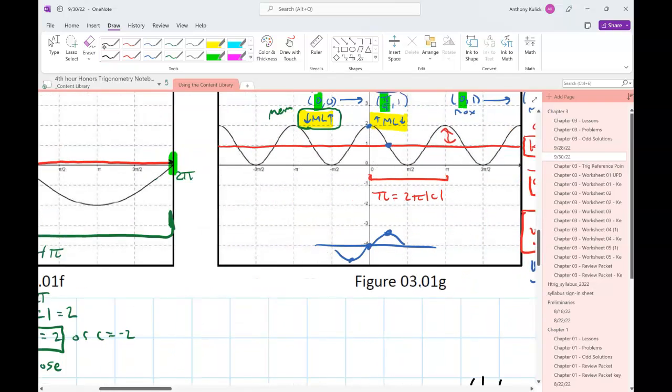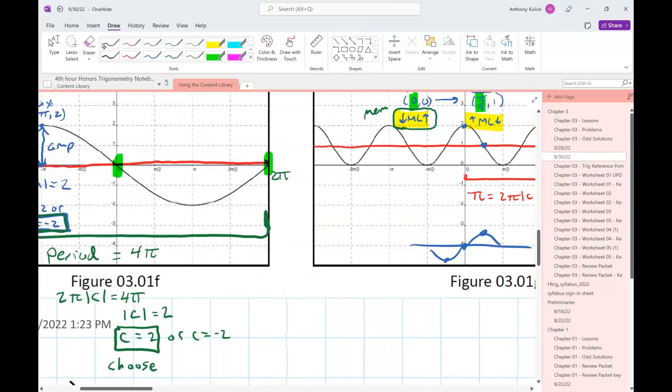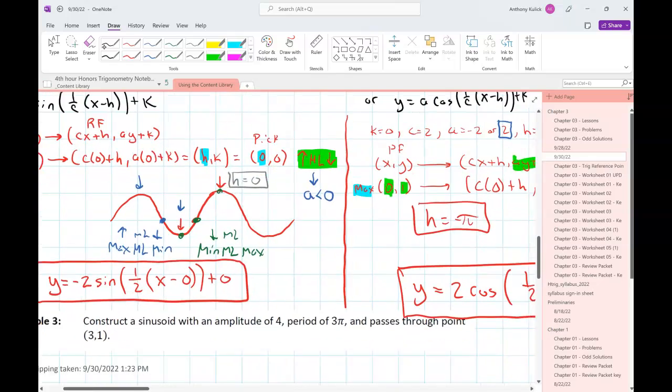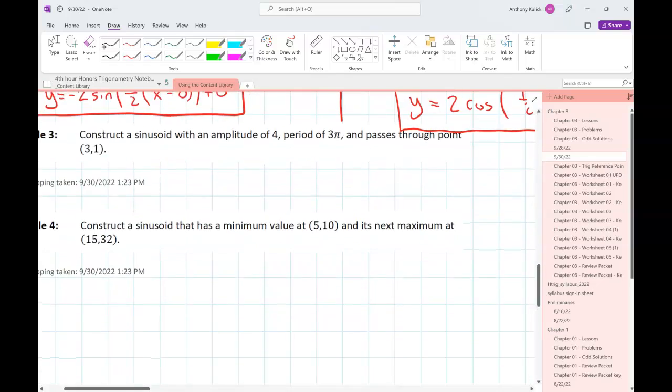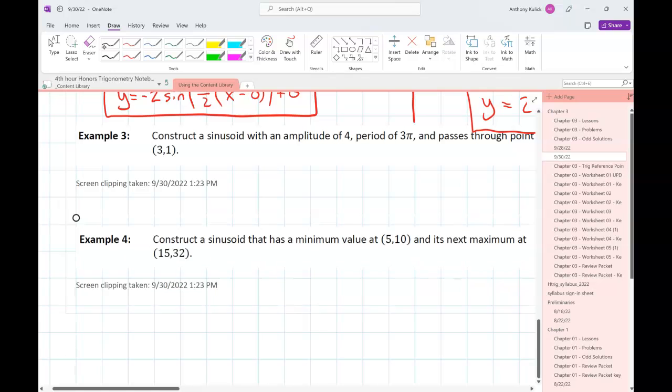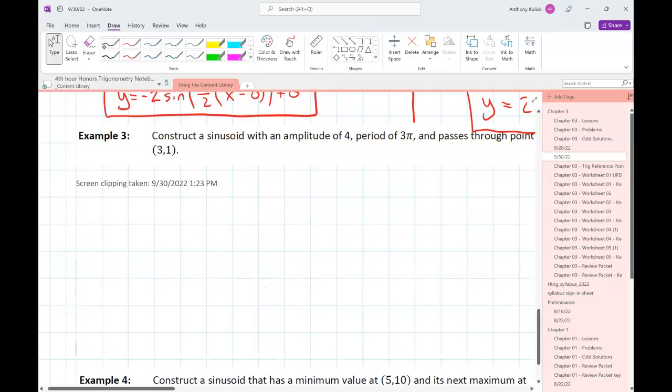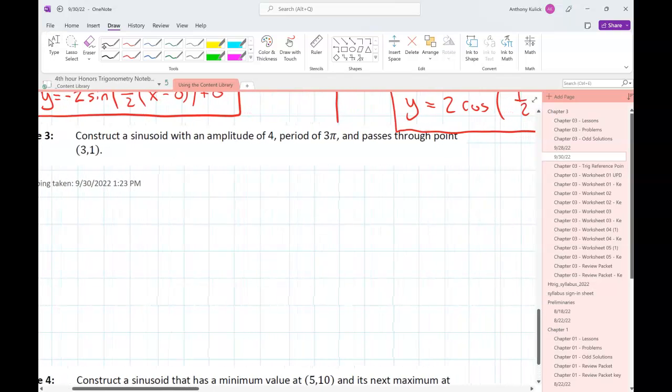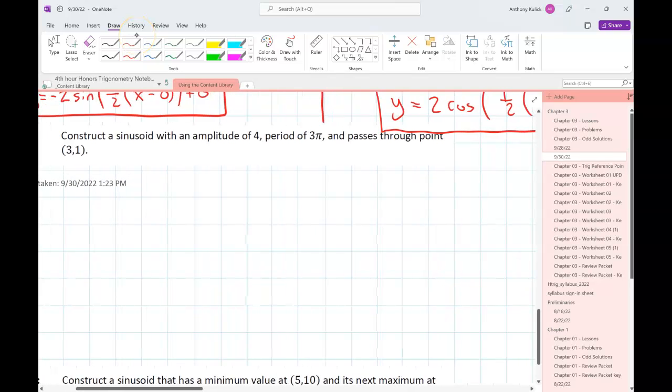All right. Let's go to one of these word problems. In the word problems, there's a bit more variation about what can happen. Construct a sinusoid with an amplitude of 4, period of 3 pi that passes through the point 3, 1. When we say sinusoid, what do we mean? A sine or cosine function, right? Either one is a sinusoid.